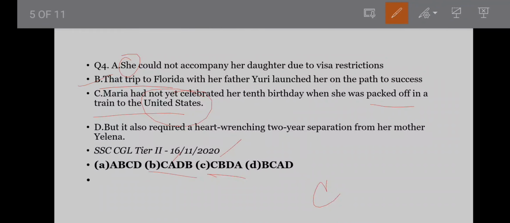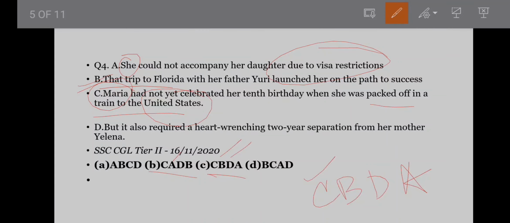That trip to Florida with her father Ivuri launched her on the path to success. Then D, but it also required a heart-wrenching 2-year separation from Yelena, and then option A will be the last one. She could not accompany her daughter due to visa restriction, right? So did you understand? The first one should be Maria because it's a proper noun, so it starts with a proper noun. Option C will be the first one.